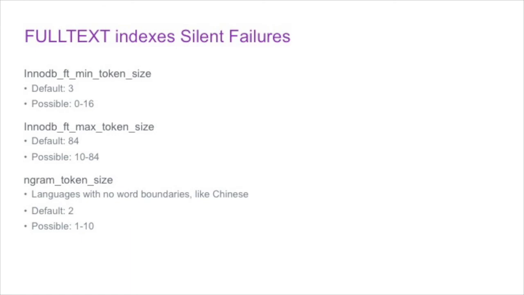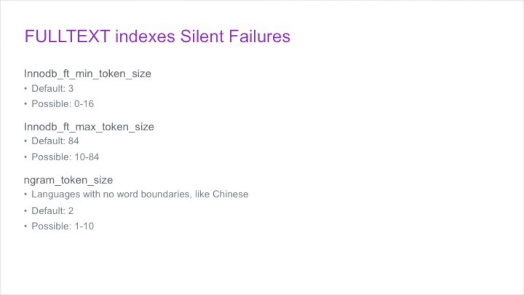Same thing with a maximum token size, if you're looking for something that's larger than 84 characters by default. You can have 10 to 84 as your max. Max token size usually isn't as big of a deal as the minimum token size. The minimum token size was a big deal because it used to be 4, and then people started trying to look up com for .com or org, so they changed it to 3 because 3-letter words are important.